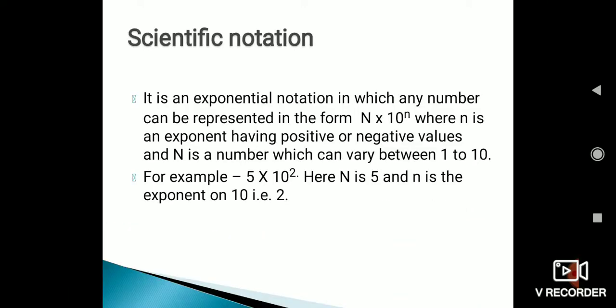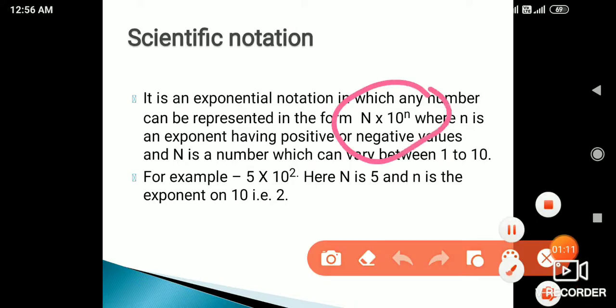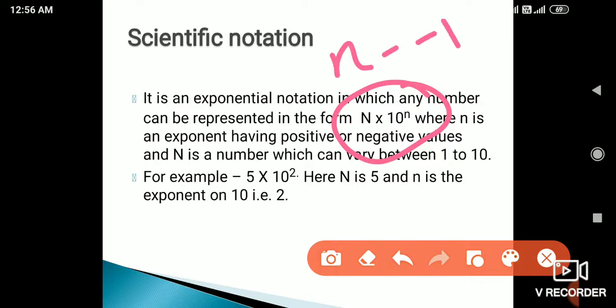So, scientific notation is an exponential notation in which any number can be represented in the form of N into 10 to the power n, where n is an exponent having positive or negative values. It means that small n can be negative as well as positive.